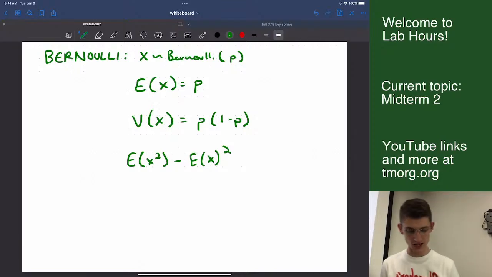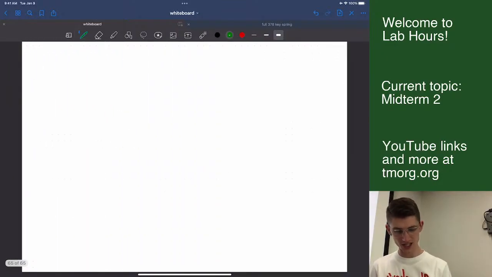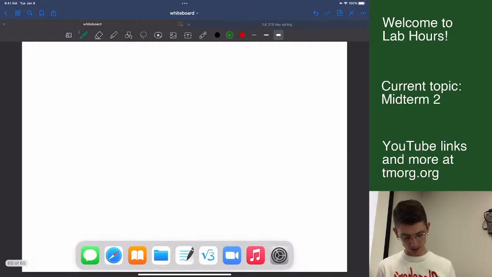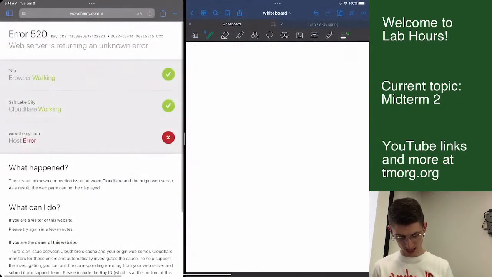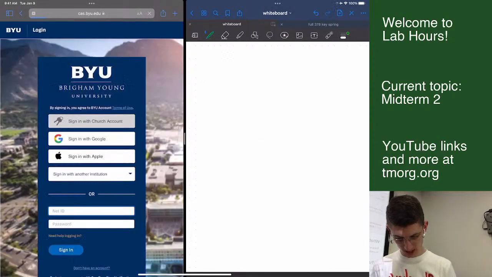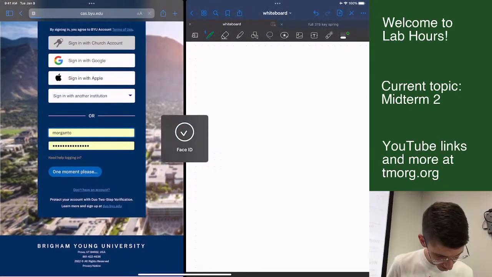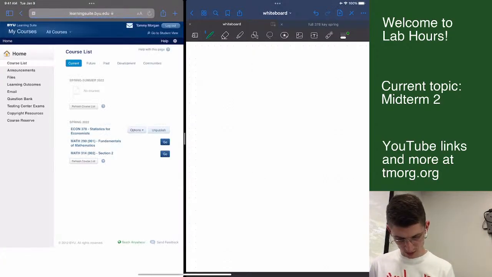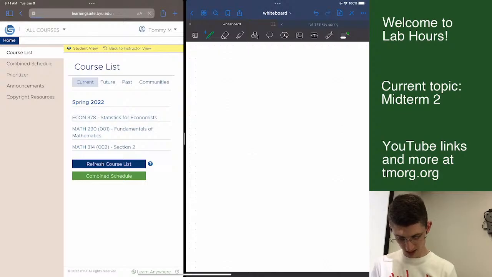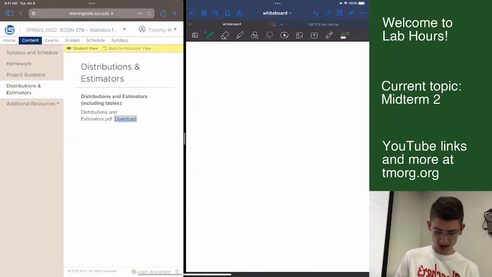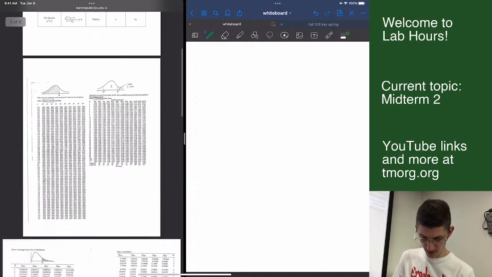So let's cover the actual meat of everything, which is normal, t, and chi-squared. If you've got your charts with you, you're going to want to pull them out. I'm going to pull one up on Learning Suite really quick so that we can use it. We'll log in, and I'm going to switch to student mode so I don't accidentally show anybody's grades. We'll go to Content, then Distributions and Estimators, download the PDF. And here we are.